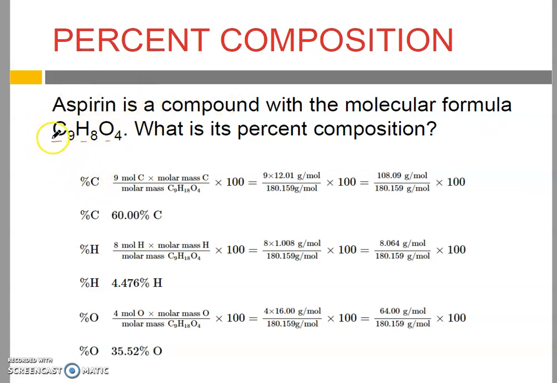First, let's see how many types of elements there are: 1, 2, 3. Carbon, hydrogen, oxygen. So let's find carbon first. The percent of carbon equals 9, the number of moles, times the RMM of carbon, which is 12.01, over the molar mass of aspirin, which you must calculate first.